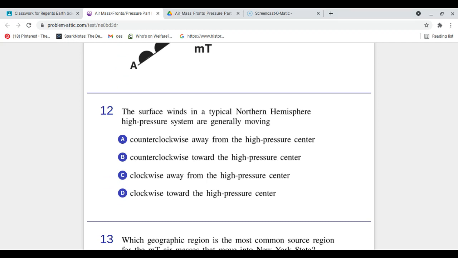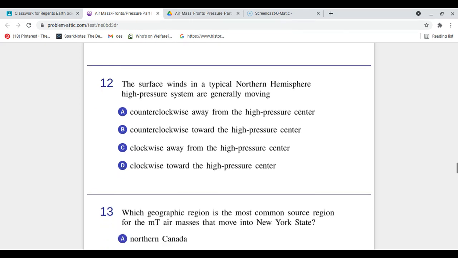Are you good, Luce? All right, the surface winds in a typical northern hemisphere high pressure system are generally moving what? What 2 can we get rid of? C and D. A and B. Perfect, Kylie. We get rid of A and B. High pressure is clockwise, and so then you kind of have to know whether it goes in or out. So it's either C or D.